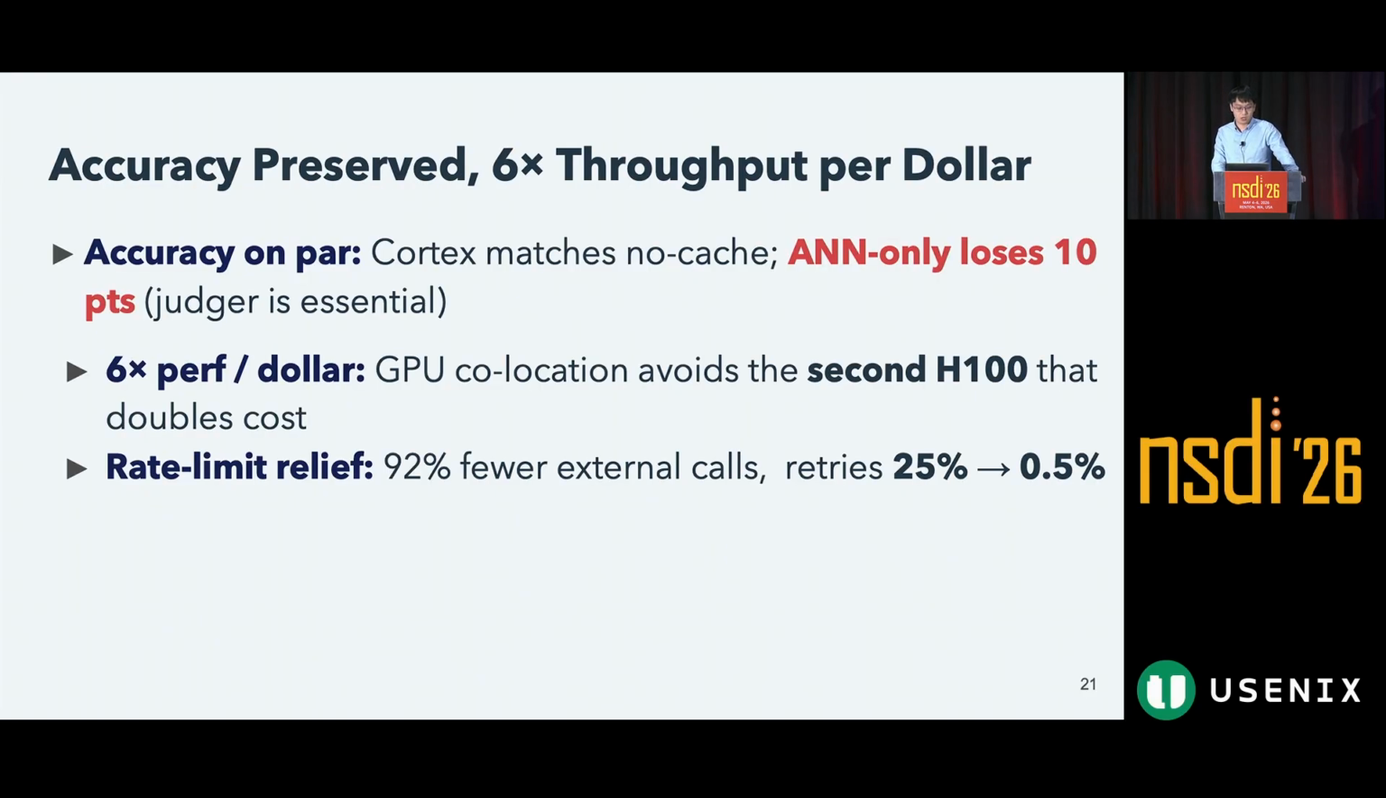And we also measure our accuracy. If we use ANN only, it will lose 10 points of accuracy on the dataset. With our cache, we can maintain accuracy. It also brings improved cost efficiency by up to 6 times. This is mostly because we can save GPU resources for judge models, and also we can naturally avoid the rate limit, because we can use the local cache result instead of accessing remote data each time.